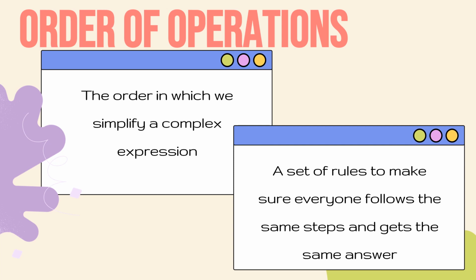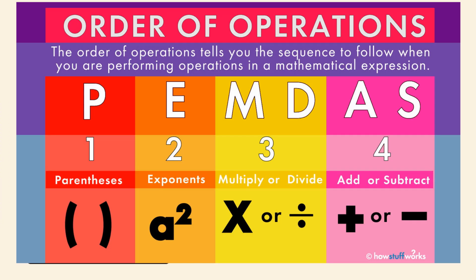So, what is our order of operation? What is our set of rules that we should follow? It is PEMDAS. PEMDAS stands for parentheses, exponents, multiplication, division, addition, and subtraction. This is our order of operations.